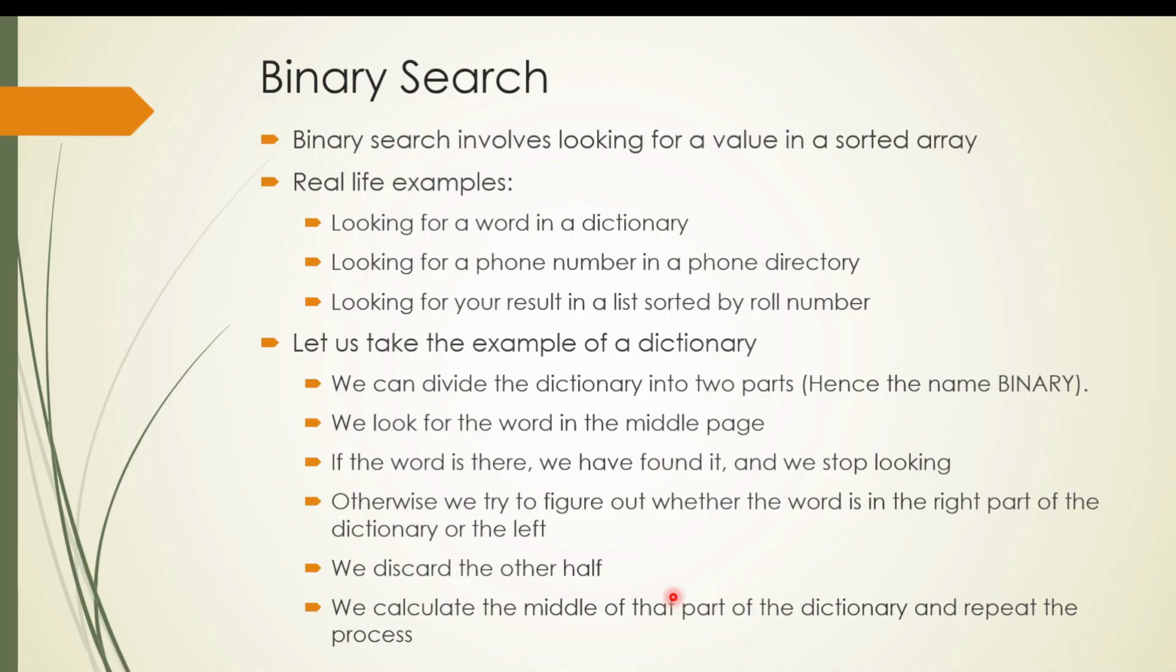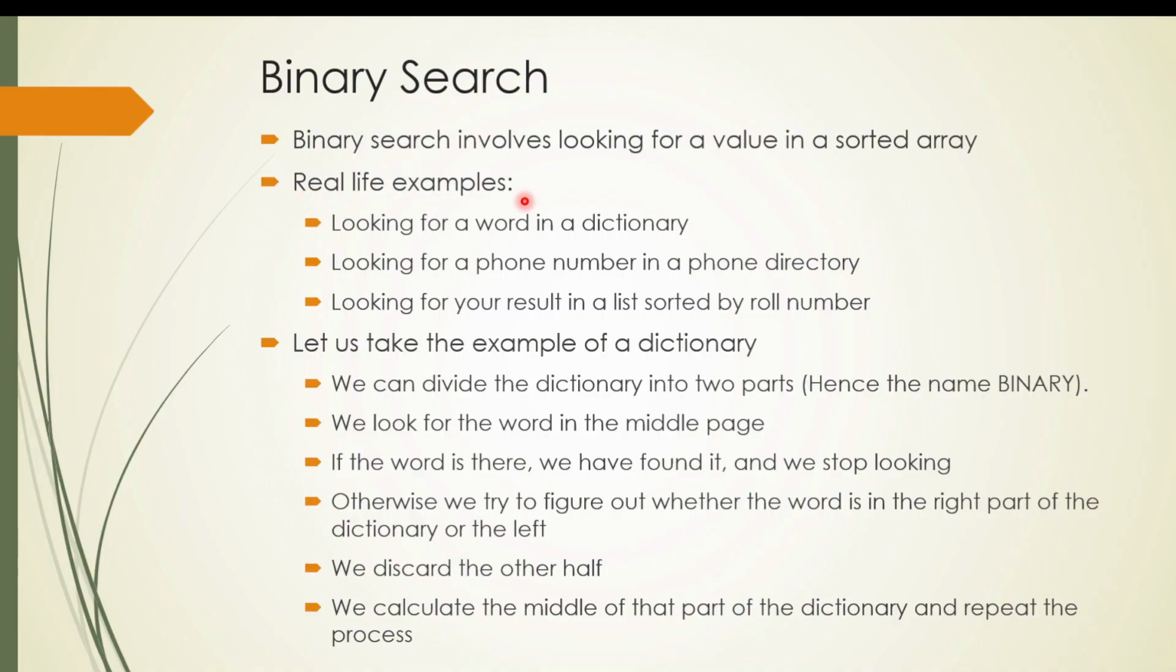Next, we come to binary search. Binary search is a little complicated. Linear search is simple. You just go from the beginning to the end. You keep looking for values, and if the value is found, then you simply change the variable found to true, and you exit the loop. That's it. Binary search involves looking for a value in a sorted array.